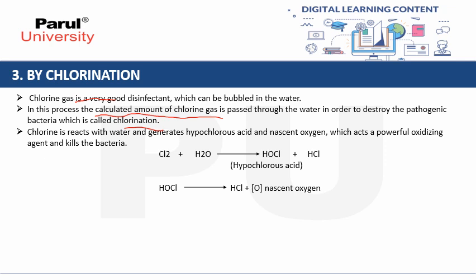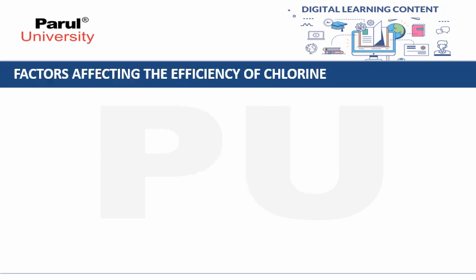The chlorine reacts with the water and generates hypochlorous acid and nascent oxygen, which act as a powerful oxidizing agent and kill the bacteria. When chlorine directly reacts with water, hypochlorous acid is formed, which breaks into HCl and nascent oxygen. The nascent oxygen will react with the germs and kill the bacteria.